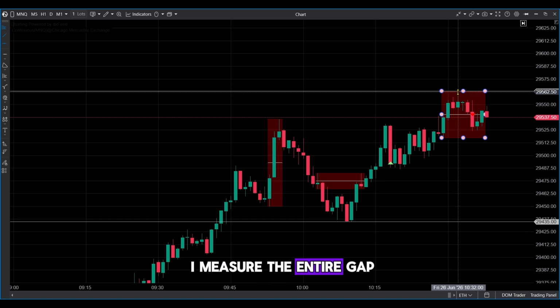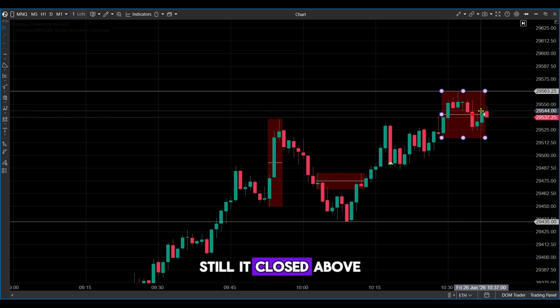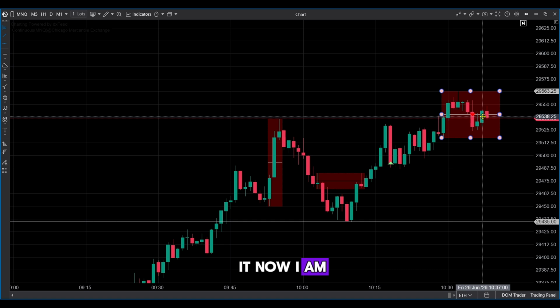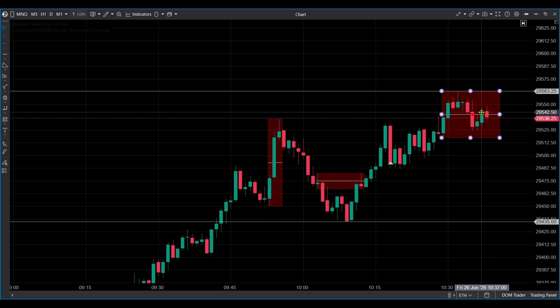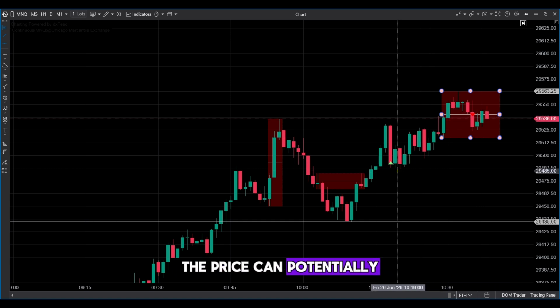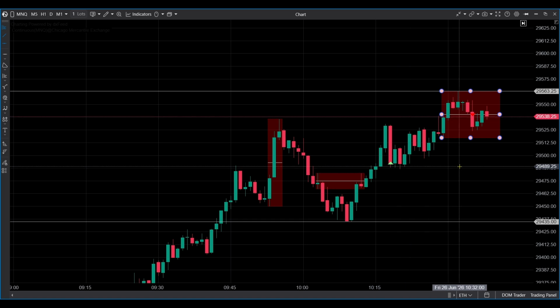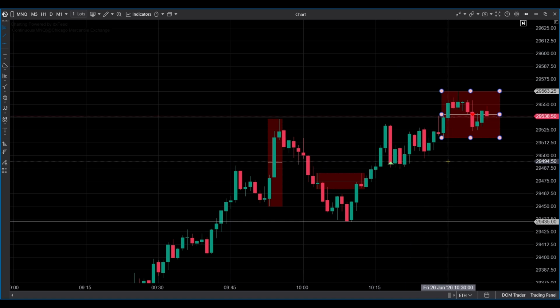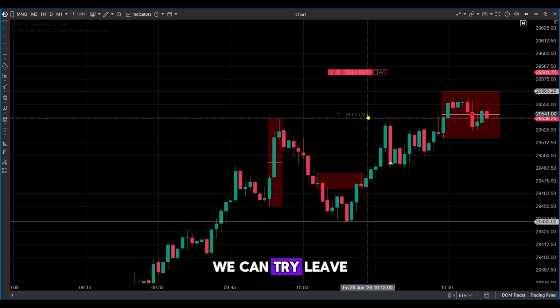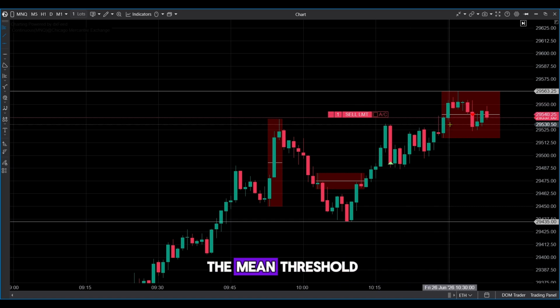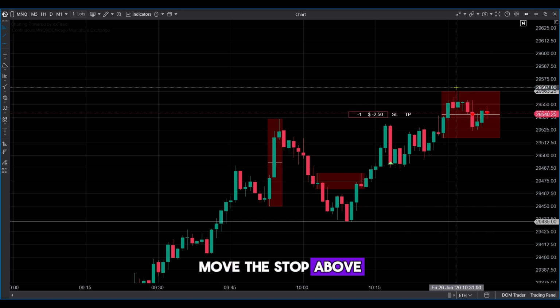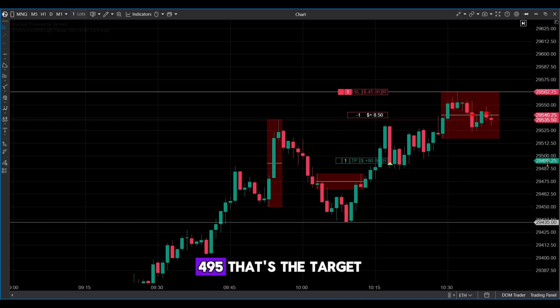If I measure the entire gap, still it closed above it. Now I am not interested to go short. The price can potentially take this low, but that would be a very shady setup. We can try leave one pending order at the mean threshold, move the stop above the high, 495.